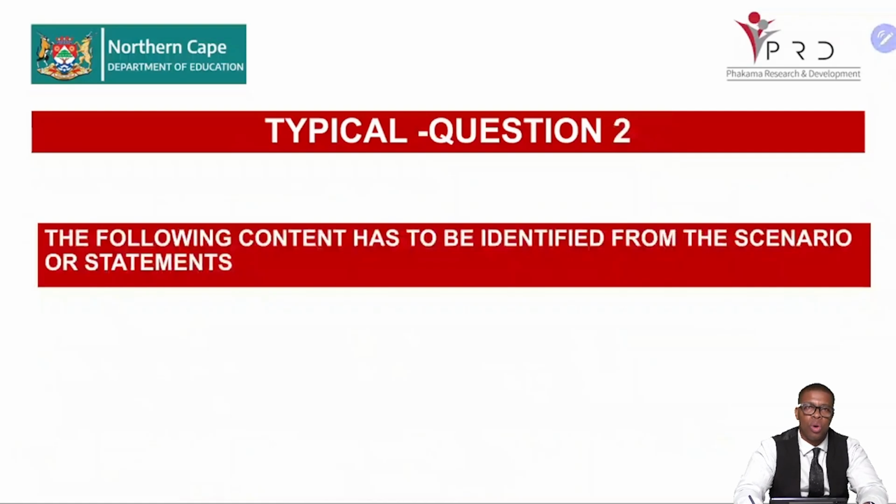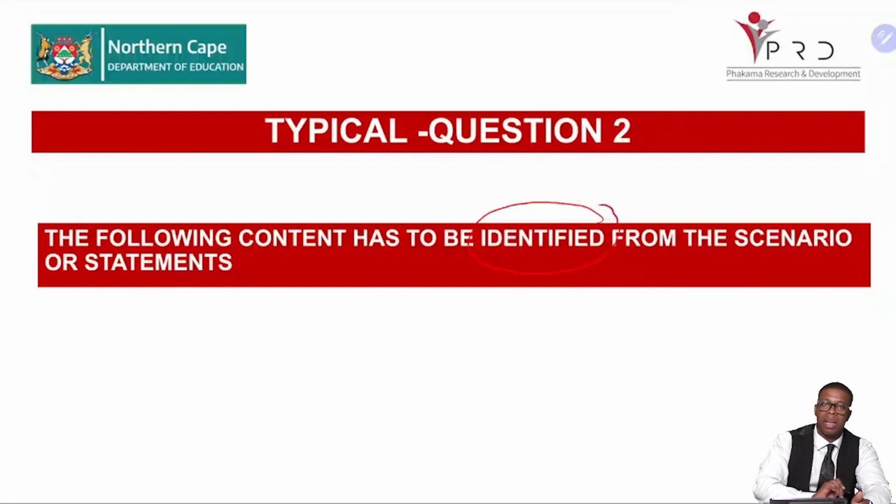Now we go to interpretation of section B, which is question 2, and this would also be understood as typical question 2 questions. Now, I will start with the most important action verb. The action verb we call identify. Now, you should know what would be expected of you to identify from the scenario. So, the following content has to be identified from the scenario or statement. Let's start.